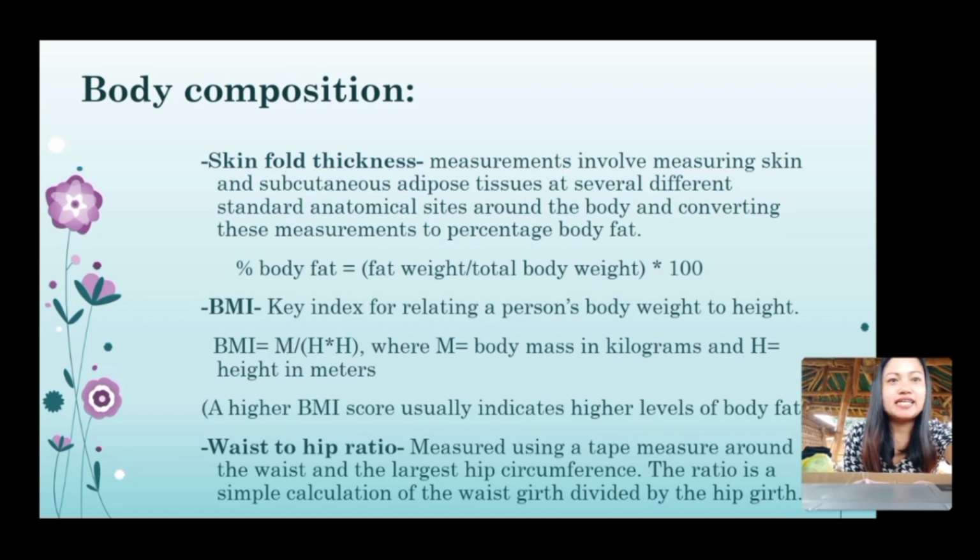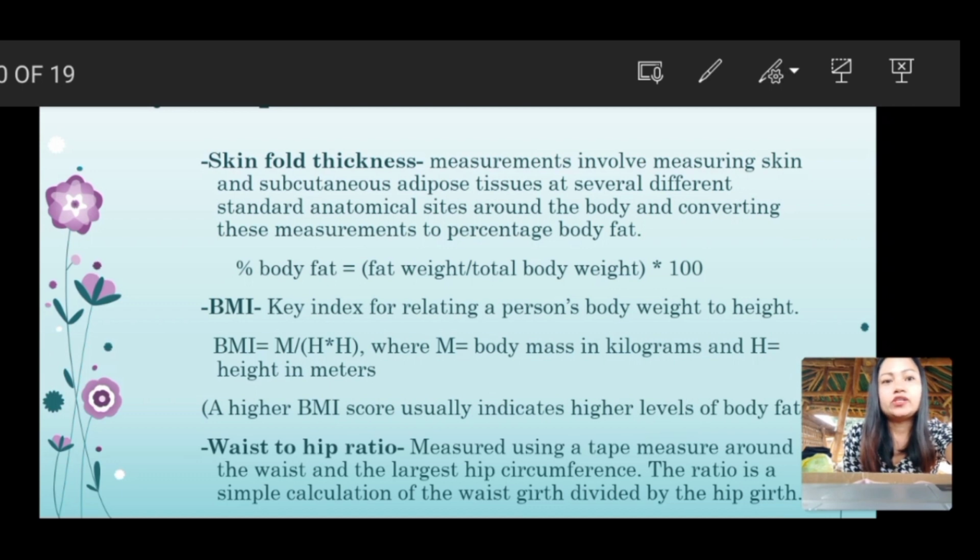Measurements involve measuring skin and subcutaneous adipose tissues at several different standard anatomical sites around the body and converting these measurements to percentage of body fat. And the second is the BMI, and the third is the waist-to-hip ratio. And there are example exercises that we are going to do for this body composition. We have first the push-ups. The second is the squats, or maybe we can also do planks. Those are the exercises that are examples for body composition.